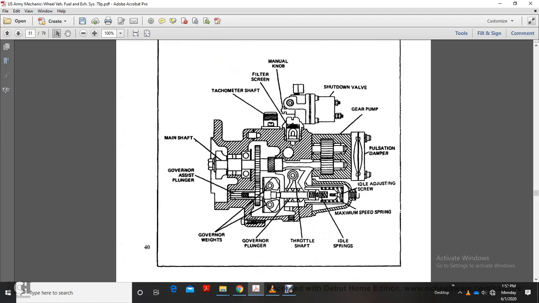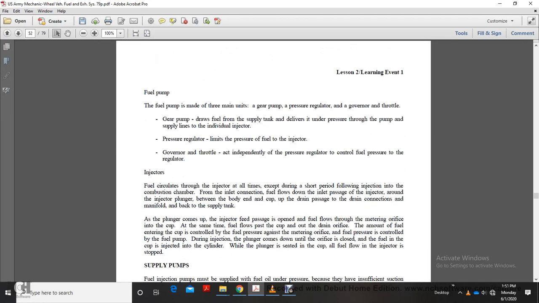Alright, this shows, starting at 12 o'clock: manual knob, shutdown valve, gear pump, pulsation damper, idle adjusting screw, maximum speed screw, idle spring, throttle shaft, governor plunger, governor weights, governor assist plunger, main shaft, tachometer, filter screen.